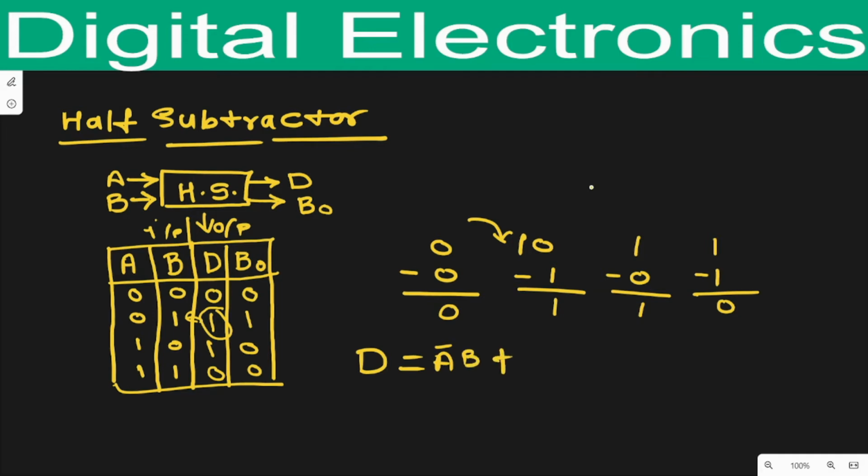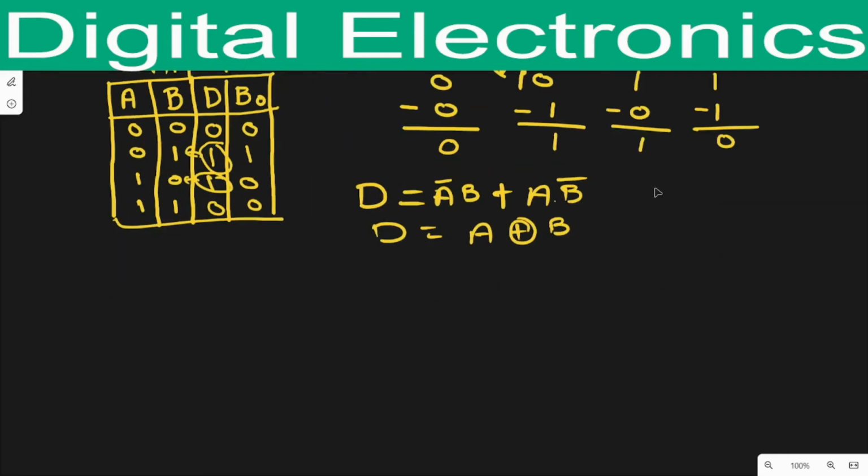Is it clear? Now the one more 1 is there. So what is the input combination in terms of A and B? We can write here A B bar. So A bar B plus A B bar is nothing but A XOR B. Is it clear to all of you? So this one is the difference equation.